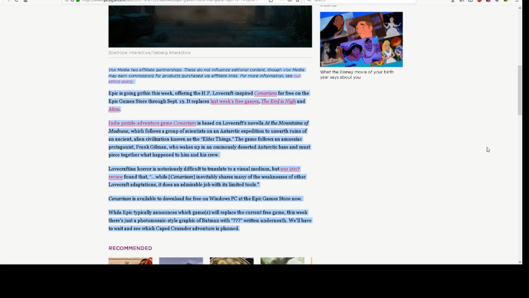Epic is going gothic this week, offering the H.P. Lovecraft-inspired Conarium for free on the Epic Games Store through September 19th. It replaces last week's free games, The End Is Nigh and Abzu.